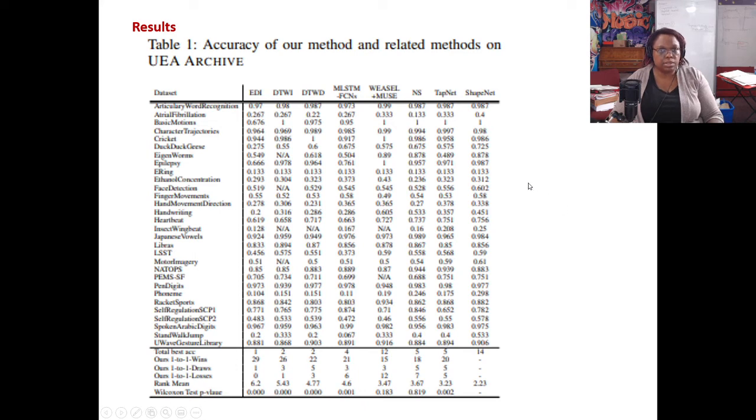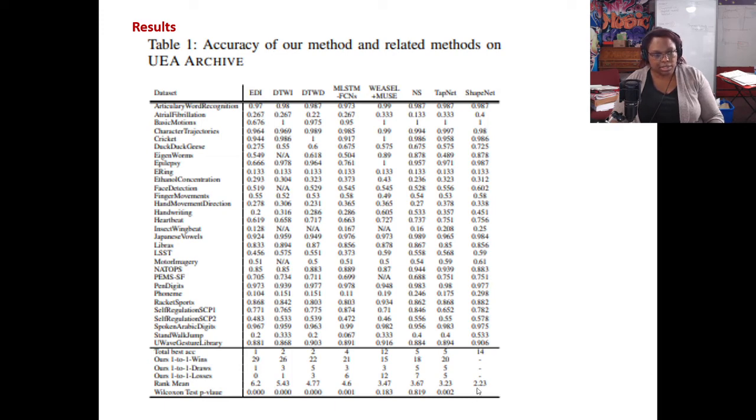And here are the results. Okay. The conclusion of the study is that the classification accuracy for ShapeNet is superior to the 7 compared methods. If you notice the values, the total best accuracy is 14 compared to single digits of the others except for WEASEL+MUSE. Okay, so they did accomplish what they were proposing.